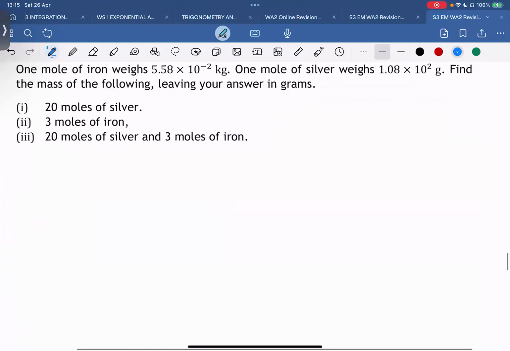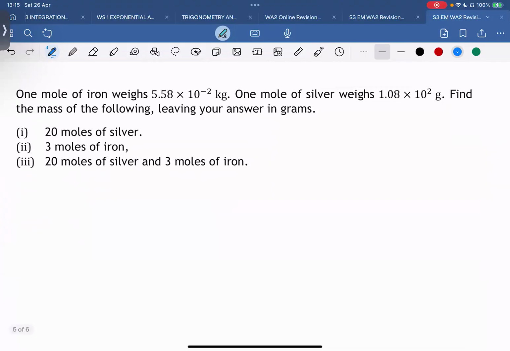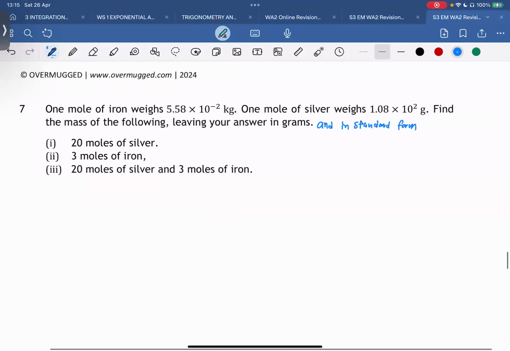Oh yeah, okay, so apologies. There is supposed to be a leaving your answers in grams and in standard form. Okay, so the last question is supposed to be a recap on standard form. So for part 1, 20 moles of silver. So just simply take 20 times 1.08 times 10 square. Right, if you use a calculator, you get the value of 2160 gram.